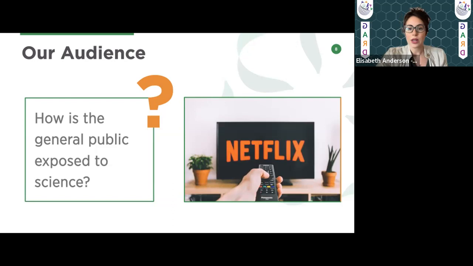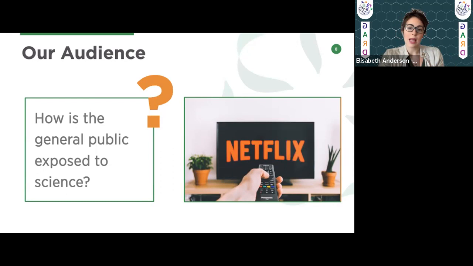So Pew did some research on this, and Pew is a popular research data gathering firm here in the US. 81% of Americans watch some sort of science-related entertainment. So you're talking shows like CSI, Grey's Anatomy, Big Bang Theory. I mean, there's just so many more. And a lot of people credit their exposure to science content to entertainment media.